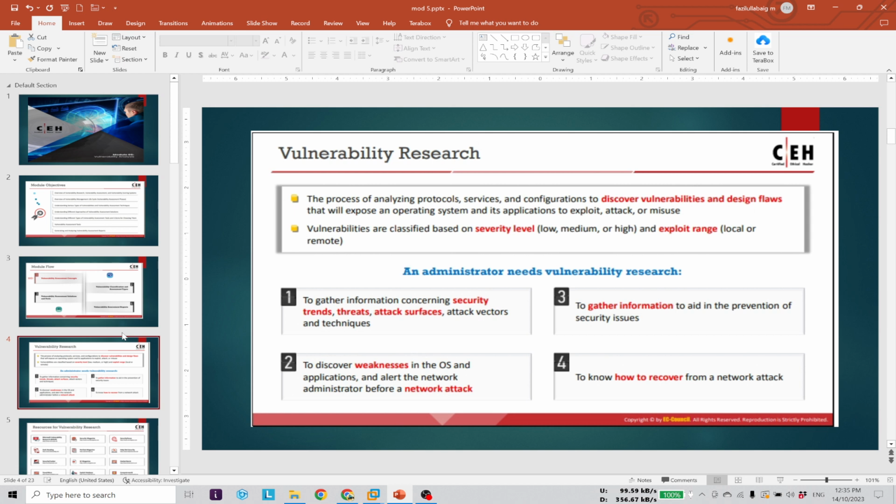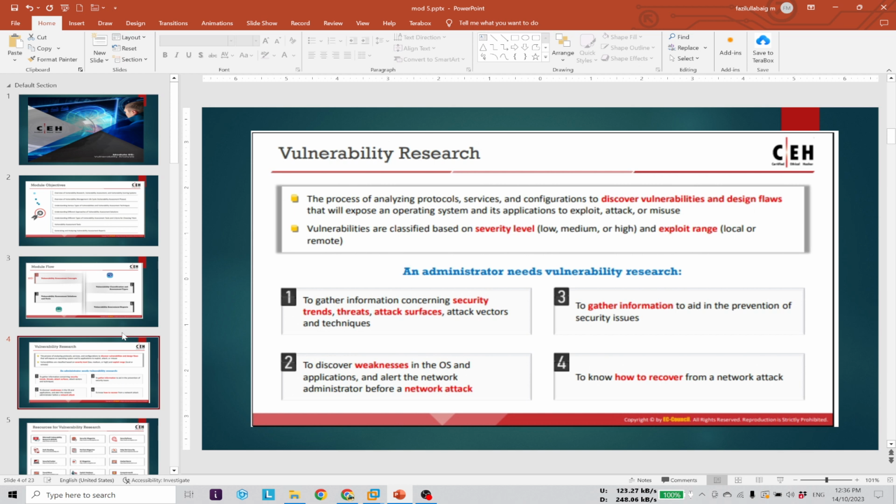Vulnerability research. What is vulnerability research? It is the process of analyzing protocols, services, and configurations to discover vulnerabilities and design flaws that will expose an operating system and its applications to exploit, attack, or misuse. So what this sentence says is discovering vulnerabilities and design flaws. Vulnerabilities, as I said in the previous module, are nothing but weaknesses of a computer or an operating system, web application, mobile application, or many other things.